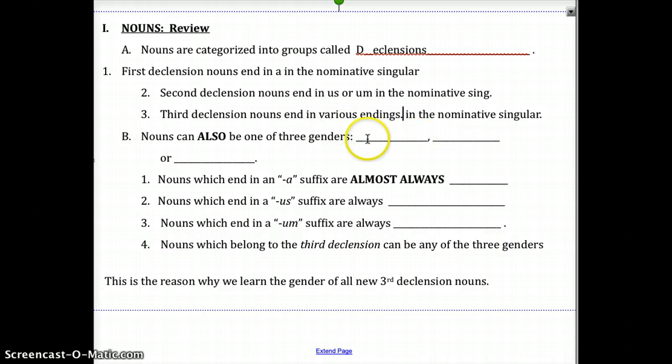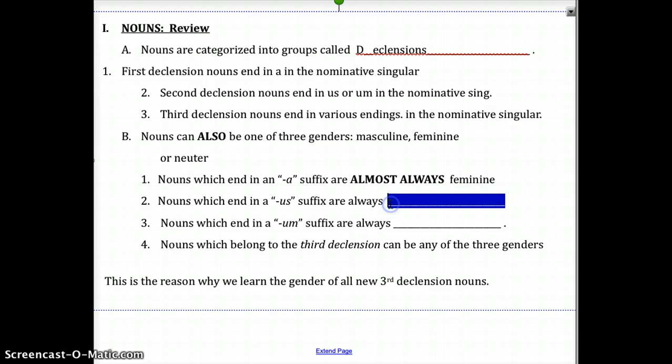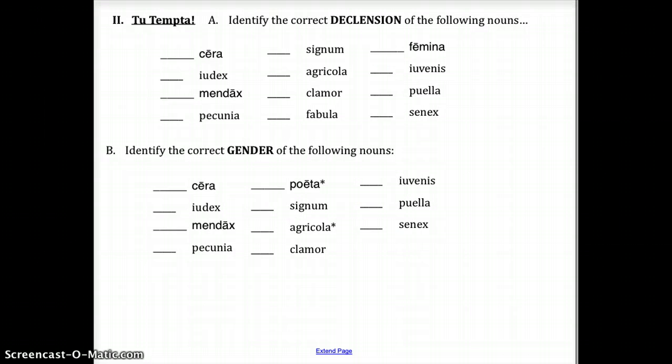It really depends. And nouns can also be one of three genders: masculine, feminine, or neuter. Nouns which end in an A suffix are almost always feminine. Nouns which end in a US suffix are almost always masculine. Nouns which end in a UM suffix are always neuter. And nouns which belong to the third declension really can be any one of the three. You just have to memorize the gender. Okay, so now pause the video and take a second to identify the correct declension of the following nouns and then the correct gender of the following nouns.